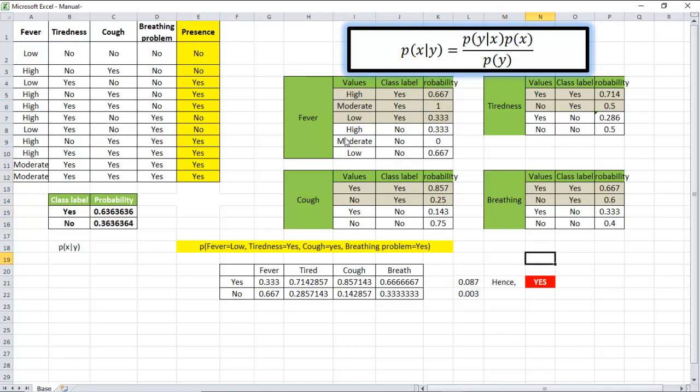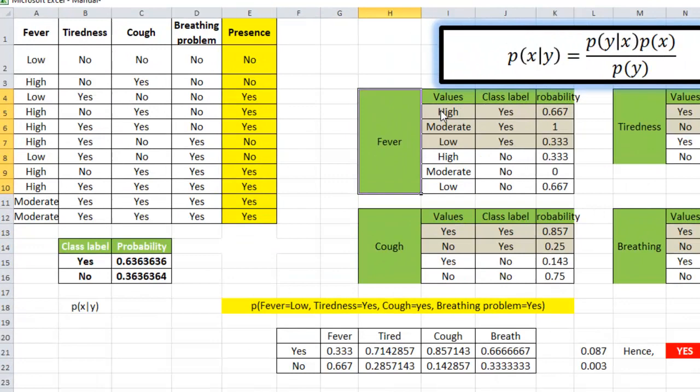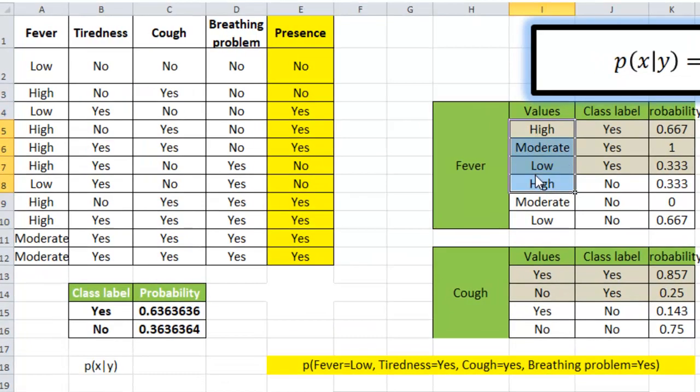Yeah. So now looking at the fever, what are the different values that fever will take? It takes three values: high, moderate, and low. And the class label could be yes and the class label could be no, and hence the values get repeated twice, right? Now how to find this probability? This is the likelihood, right? When the fever is high, how many are infected with yes?